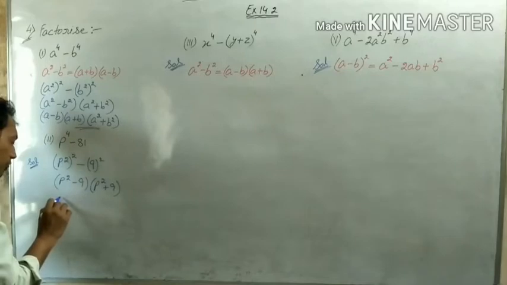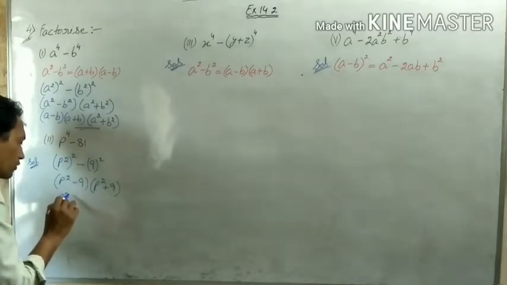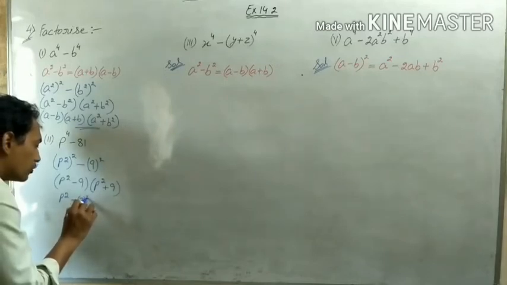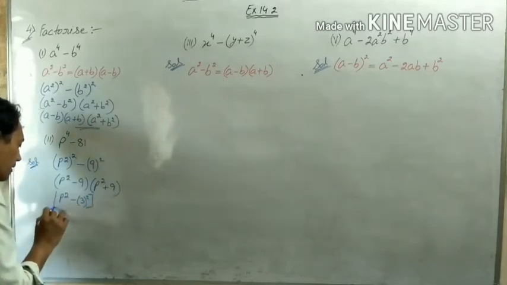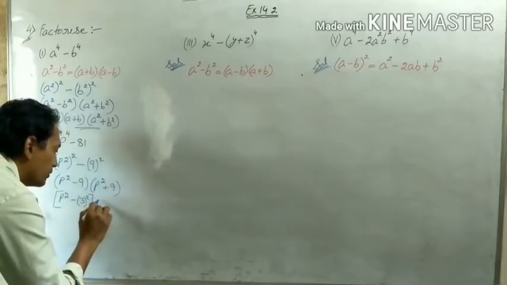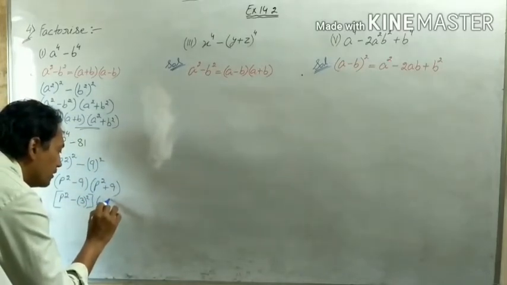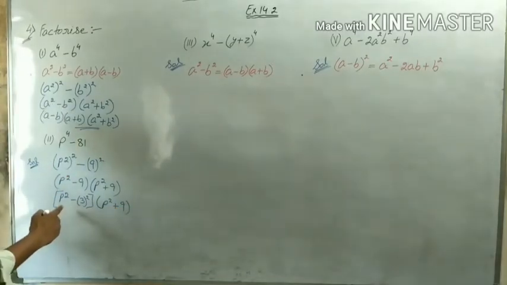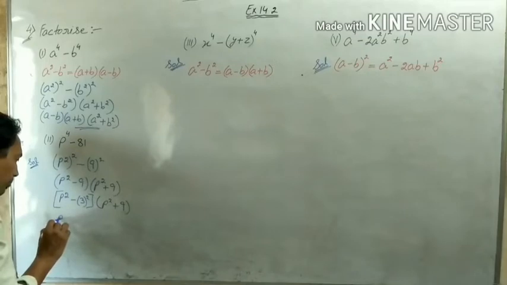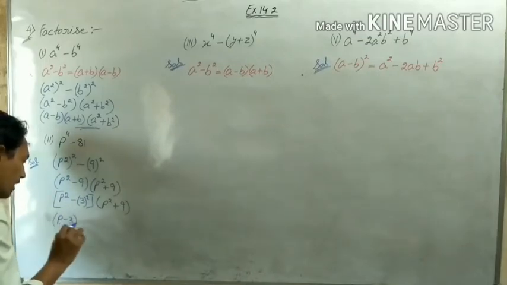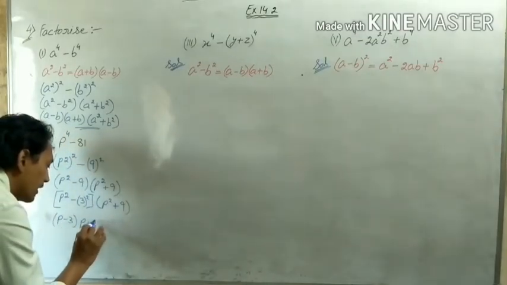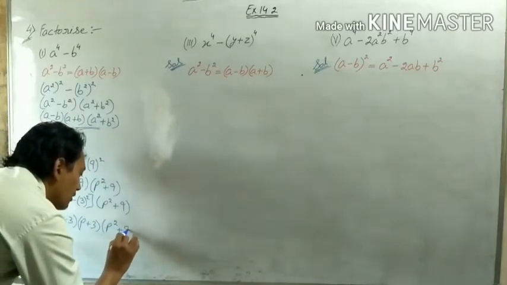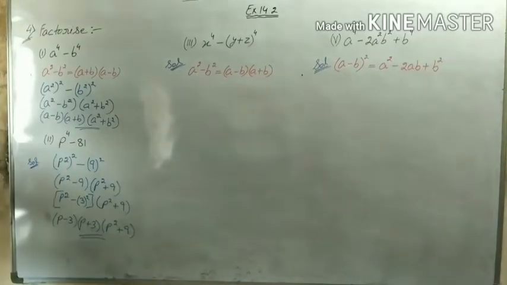Again we need to do a bit of modification. p square minus 9 can be written as 3 square. The whole thing can be put into a bracket and the rest of the thing as it is, p square plus 9. Again applying the identity here, we get p minus 3 into p plus 3 into p square plus 9. This is your factorization.